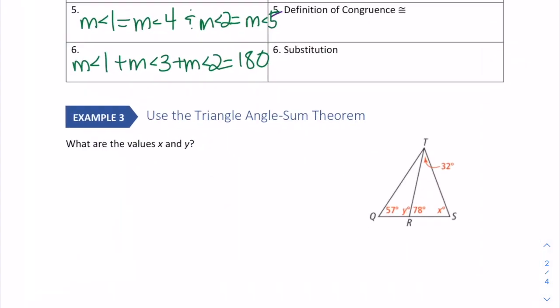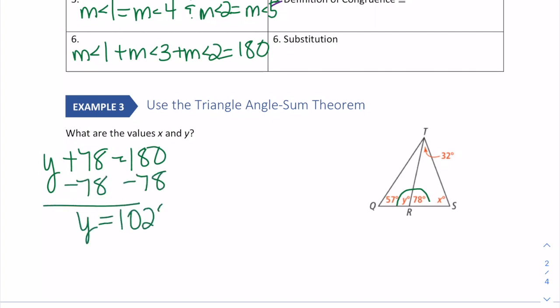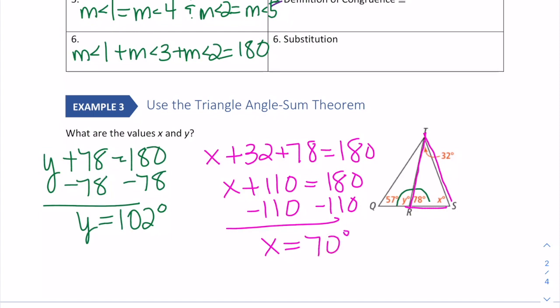Now let's use that information to find these variables. So here we have a linear pair, so we know y plus 78 equals 180. If I subtract 78 from both sides, y will equal 102 degrees. If I look at this triangle here, we know those three angles, x, 32, and 78, will add up to equal 180. So if we subtract 110 from both sides, x will equal 70 degrees. So we use that triangle sum to find the value of x.